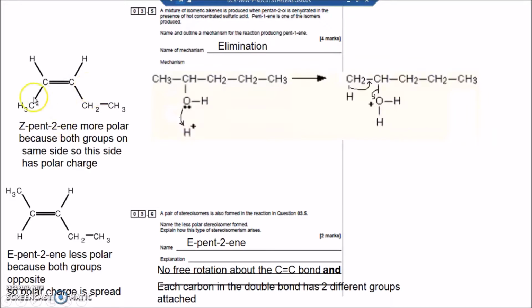So a Z isomer is always more polar because you've got two groups, like two methyl groups or a methyl group and an ethyl group, they actually repel electrons, but it doesn't really matter. Those two groups may be polar and it pulls the polarization onto one side. If they're opposite in an E isomer, then the polarization is spread. So an E isomer is always less polar than a Z isomer.